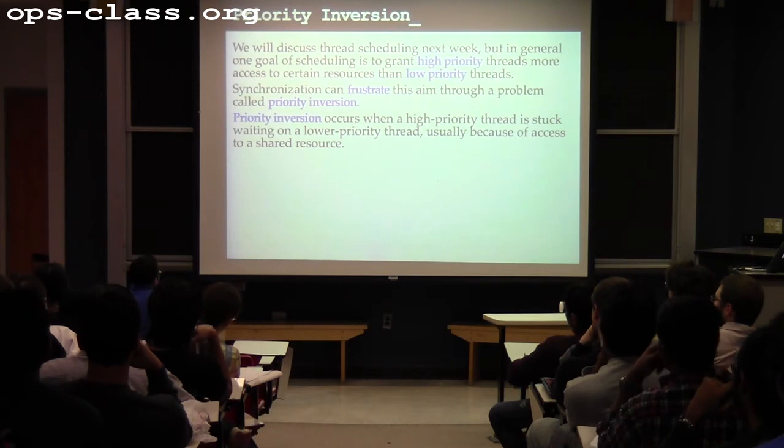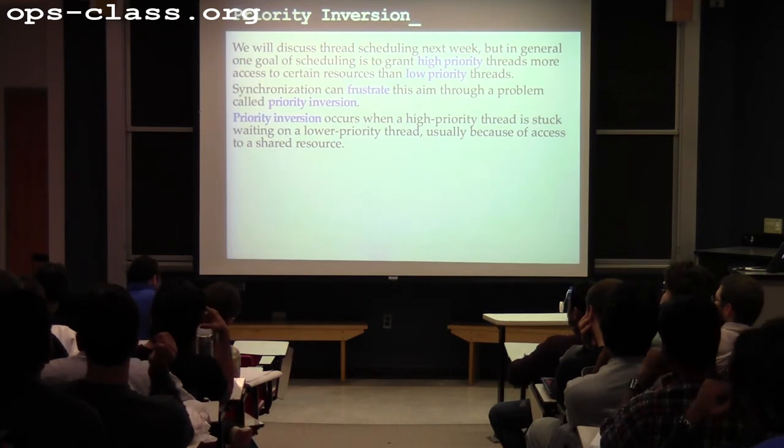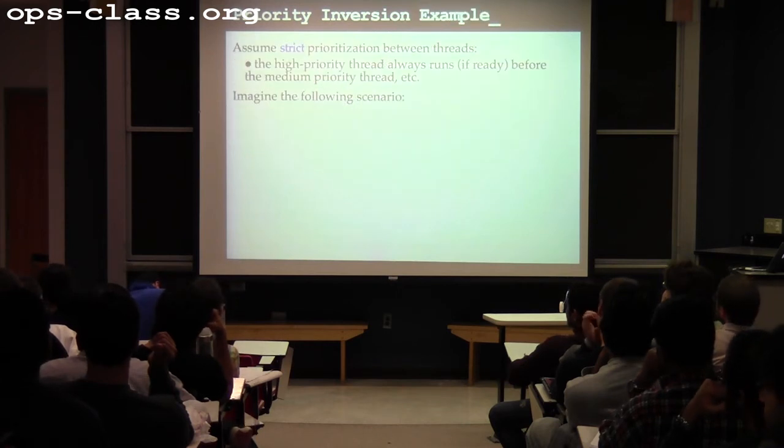And again, priority inversion means the operating system said this thread is higher priority than this thread, but due to some use of a synchronization primitive, the opposite ended up happening, and the lower priority thread ended up being granted more access to resources, right?